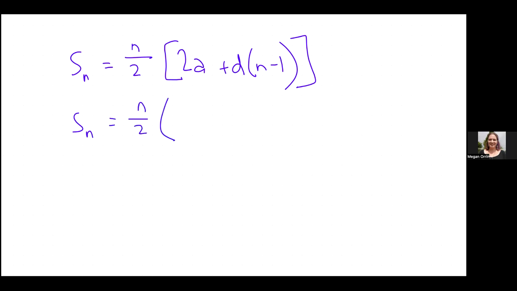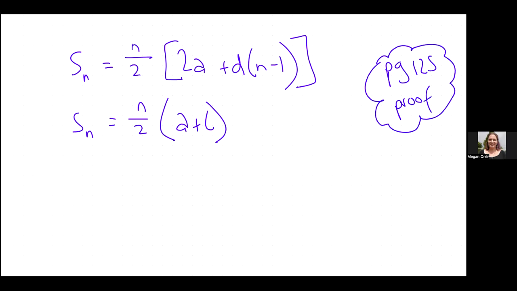Why is it 2A? Okay, so there is a proof in the book. What's n minus 1? This is the normal way that we do the first term. Oh, that's the formula. Yes, this is the formula for the sum. When we're looking at this, there is a proof on page 125. Proofs are going to help you understand why this works, so I'd like you to have a look at it.